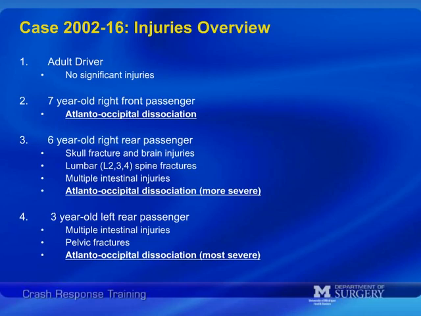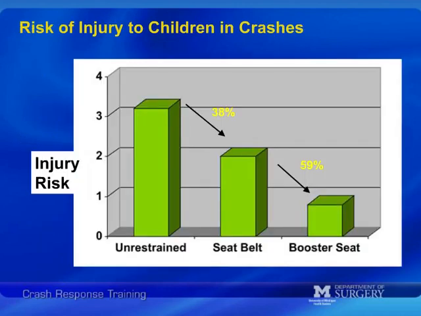This case here, I think, shows very nicely one of those take-home lessons which I had mentioned at the beginning of this module, and that is that the younger the child, the more likely they are to sustain a serious injury as a result of a crash. And this case also highlights again the importance of the proper type of restraint. Remember that the addition of a seatbelt for a child improves the risk of injury by 38%.